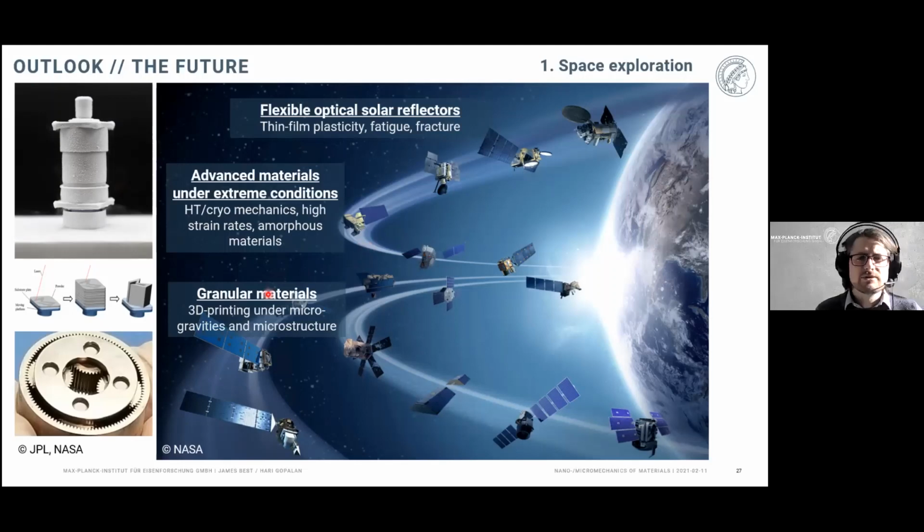And finally, some of the work that I'm now working on with the German Aerospace Center is looking at granular materials. So things like 3D printing in microgravity environments and the effect that this has on the properties of materials. So these are some nice applications of different gear parts of amorphous glasses, so amorphous alloys, which can withstand cryogenic environments which are 3D printed.